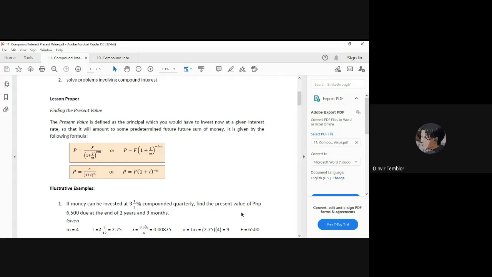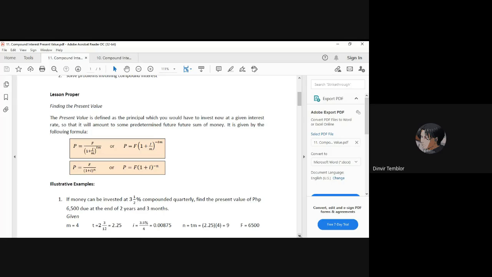If money can be invested at... Mabasa ba? Ay, murag hinay ang internet, no? Di kayo na maklaro. How about the others? Maklaro ninyo si Mr. Temblor? Dili sir. Okay, thank you so much, Mr. Temblor, for the participation. Pero murag hinay imong internet.